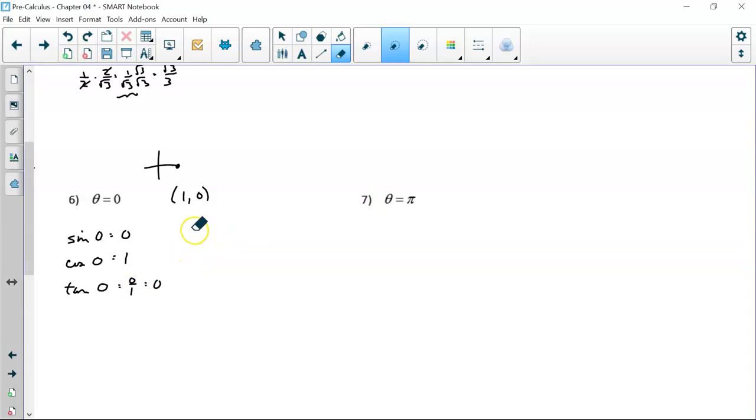The reciprocals. Now the cosecant of 0 is the reciprocal of the sine, so it's 0 over 1, so it's going to be 1 divided by 0. That's going to be undefined. The secant of 0 is the reciprocal of 1, which is 1. And the cotangent of 0 is still 1 over 0, which is going to be undefined.